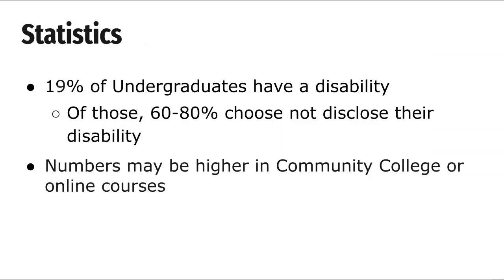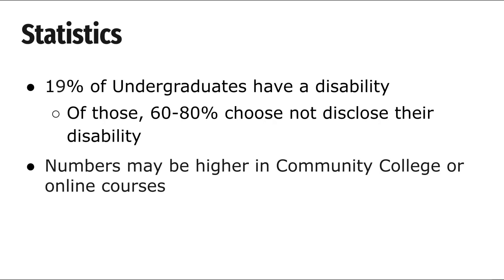Now, let's think about some statistics. In a traditional undergraduate institution, 19% of students have a diagnosed disability. These are students who would have received services in their K-12 education where it is the mandate of the teachers to provide them with an education that meets their needs. When students reach higher ed, that is no longer the case. Students must self-disclose to disability services in order to receive accommodations.